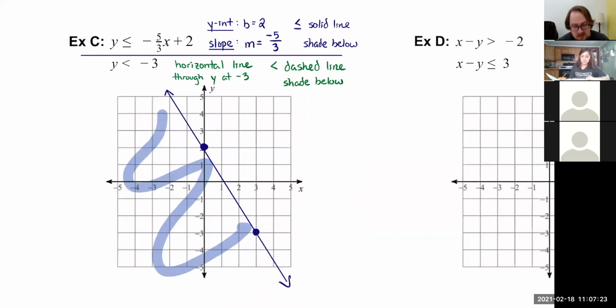So horizontal line through y at -3. I always like to put a little point at -3 just to get my bearings before I go back and put in a horizontal line. Not to forget that it is in fact dashed. And then according to the inequality sign, we are looking at everything below it. So that means our final region has to be below both the lines that we graphed. So all the way beneath this horizontal line, but we can't go past that solid line that we graphed first.